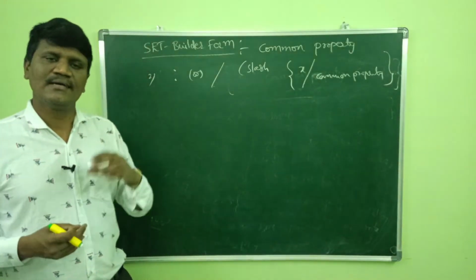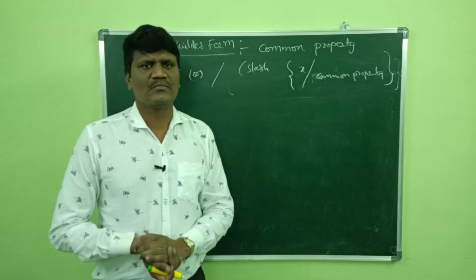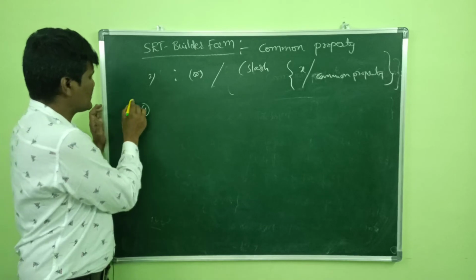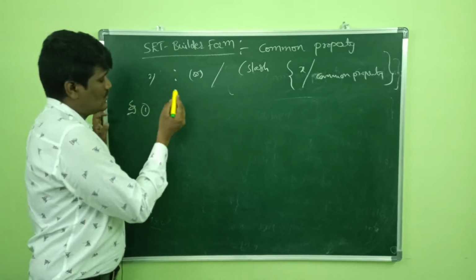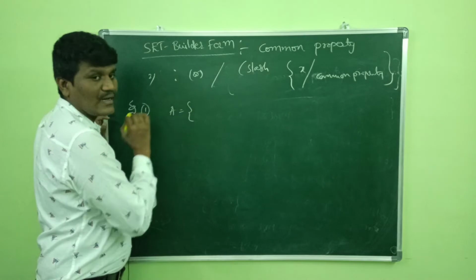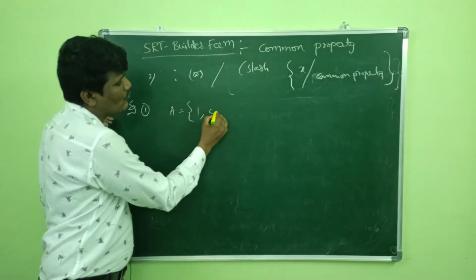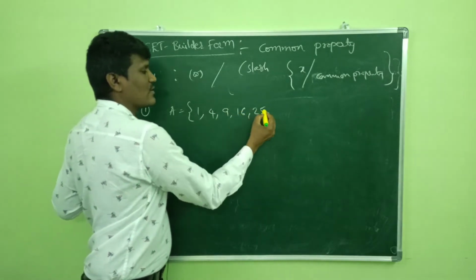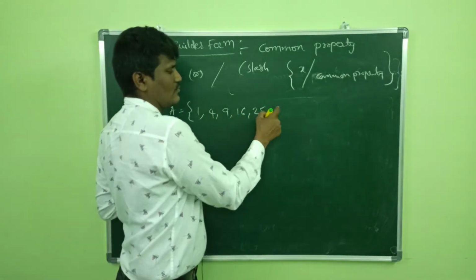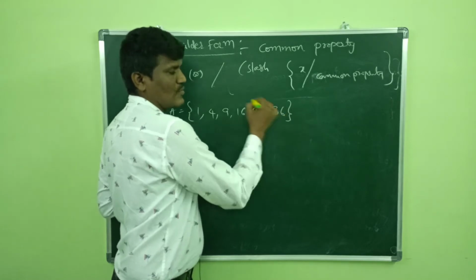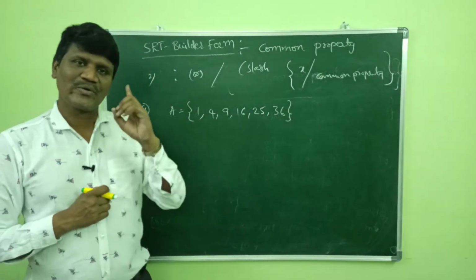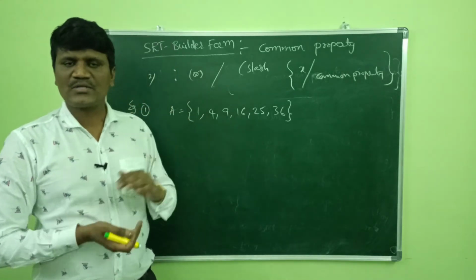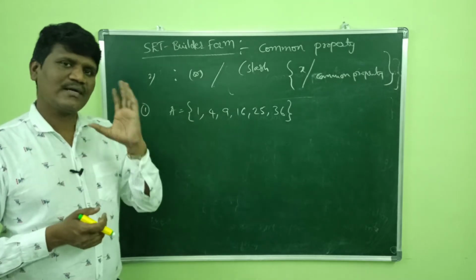Examples for writing set builder form from roster form. Example number 1: suppose A is equal to {1, 4, 9, 16, 25, 36}. So this is the set. Now how to write it in set builder form? This is in roster form, right? Roster is nothing but a list. How to write it in set builder form?